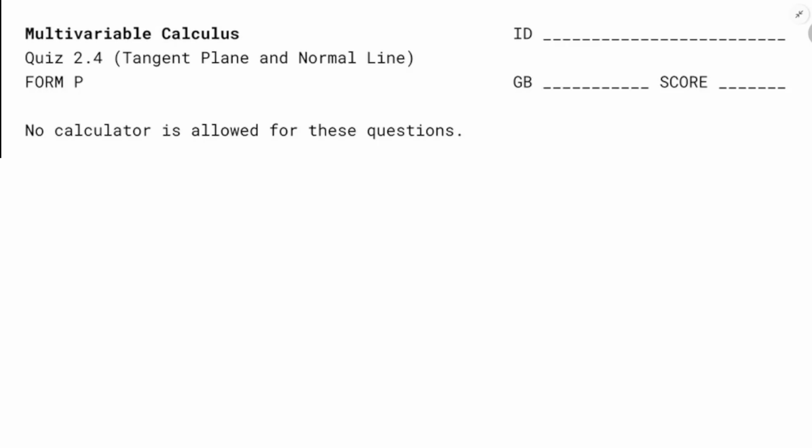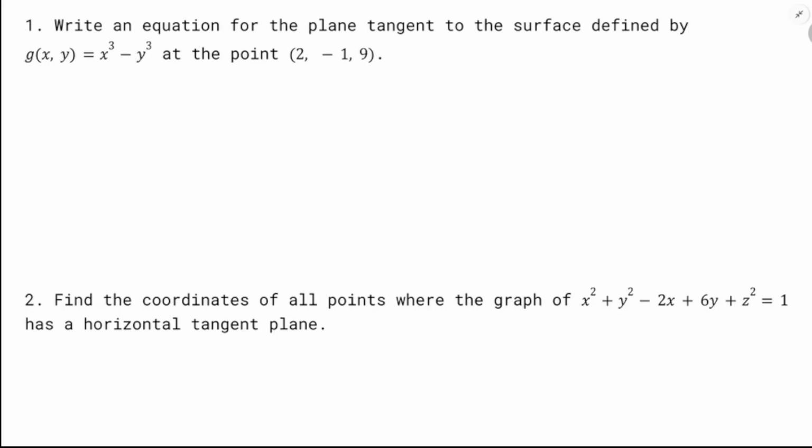Alright, in this video I'm going to be working Multivariable Calculus Quiz 2.4 again. We're going to be doing some tangent planes and normal lines, and unfortunately I've made this key twice and I can't find it. I guess I deleted it or didn't press save both times, so let's just do it now.